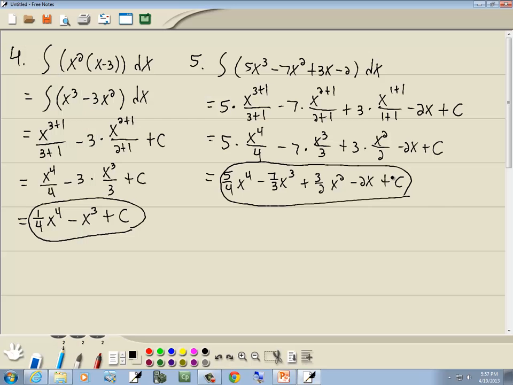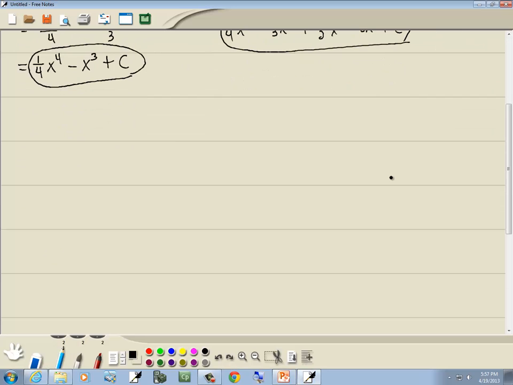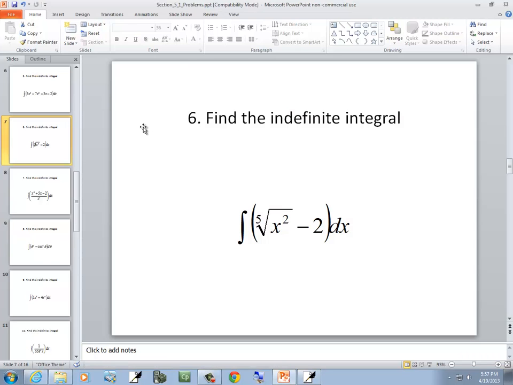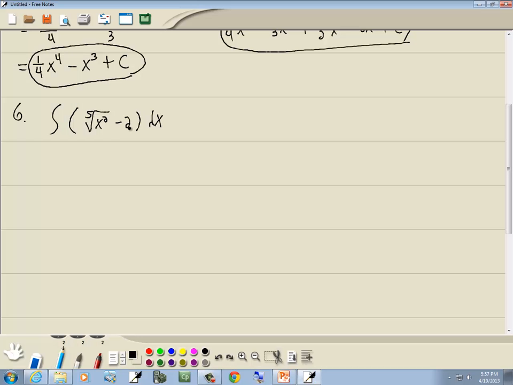Let's take a look at this one. So we've got the integral of the 5th root of x squared minus 2 dx. Now we have 2 formulas right now, 2 properties. Basically, you either have to have x to a power or a number. Well, this is a number, so that's okay. But we can't have a radical. Well, I'm going to rewrite this. I'll rewrite it as x to the 2/5 power minus 2 dx.